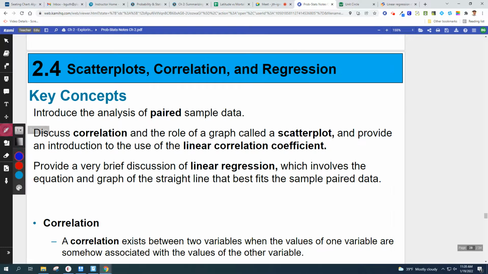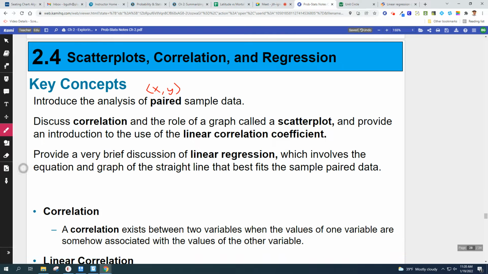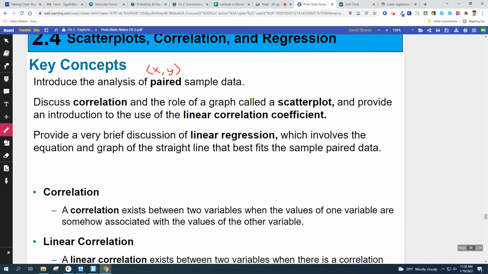Introduce the analysis of paired sample data. When they talk about pairs, they're basically talking about XY points, numbers that go together. They don't have to be an X and a Y, but it's pairs of numbers. Discuss correlation and the role of a graph called a scatterplot. Provide an introduction to use of the linear correlation coefficient. And provide a brief discussion of linear regression, which involves the equation and graph of the straight line that best fits the sample paired data.